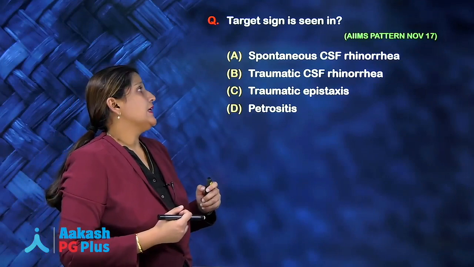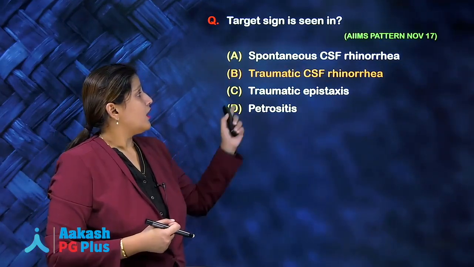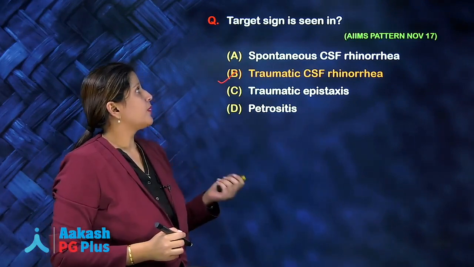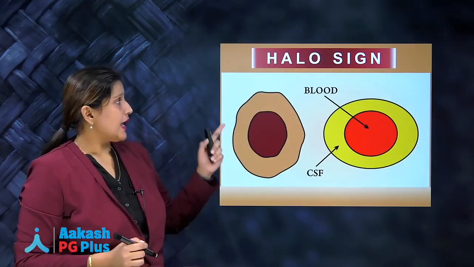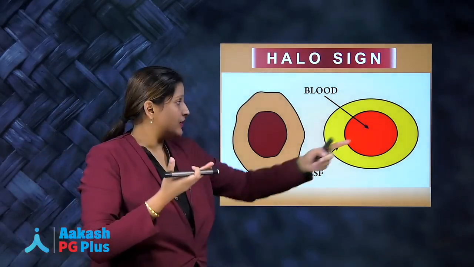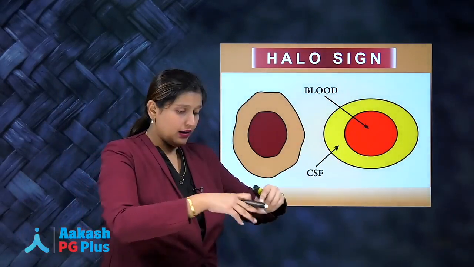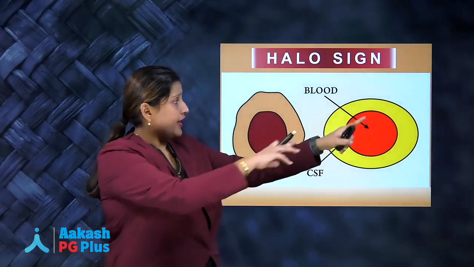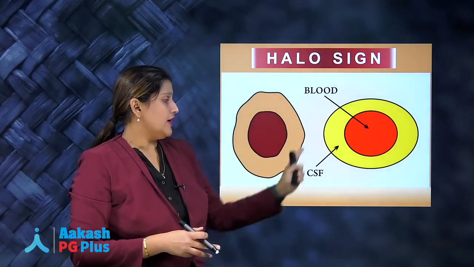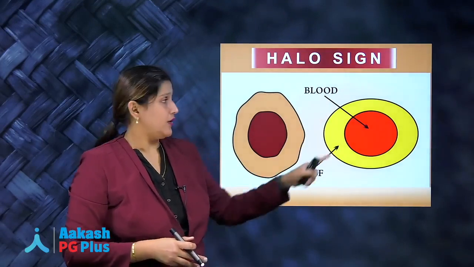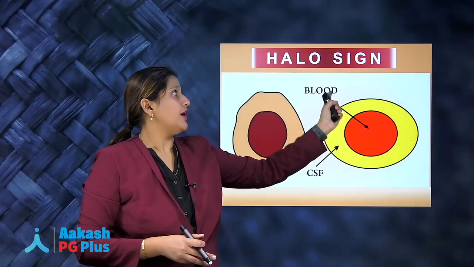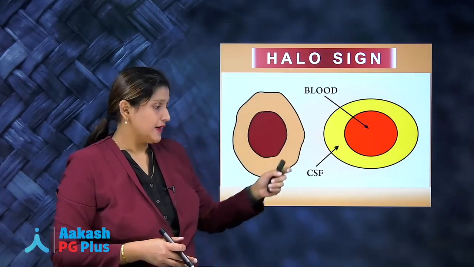Target sign is seen in, the answer is traumatic CSF rhinorrhea. What is a target sign or a halo sign? When the patient bends and there is blood and around its periphery a halo type of thing forms, it is called halo sign, and it is because of CSF rhinorrhea. The clear ring is because of CSF and the center is because of blood. So, it is halo sign or target sign.